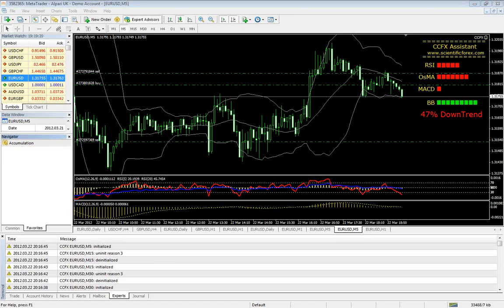A question from Larry Kuchum: does the template include all the indicators? It includes the indicators which Christina is using. The ones which I showed today, you need to download from the members area.